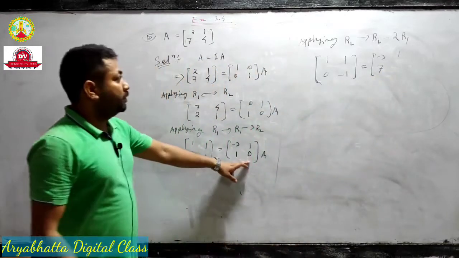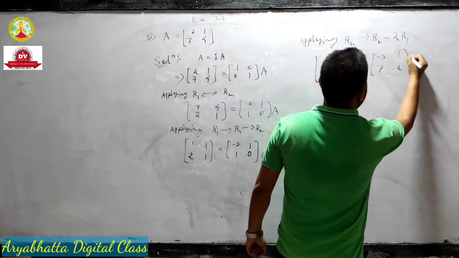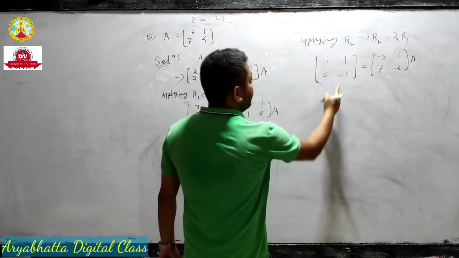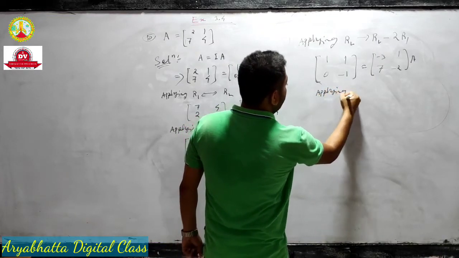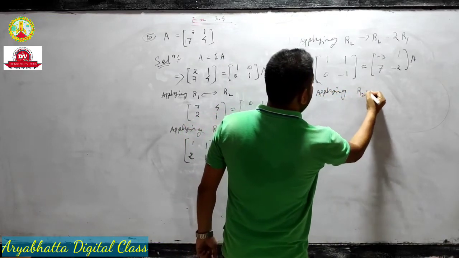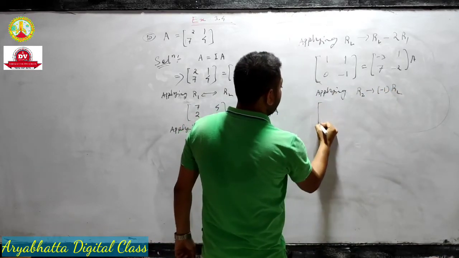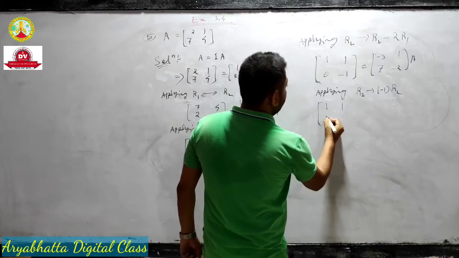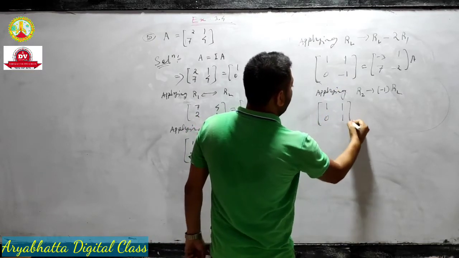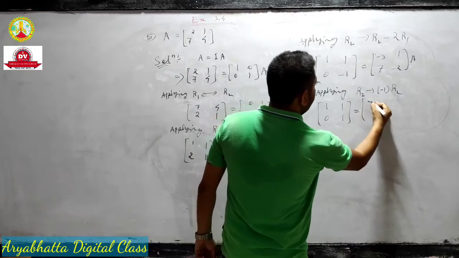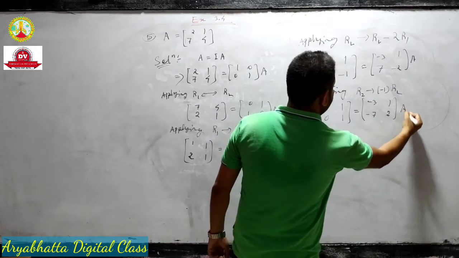Next, 0 minus 2 into 1 minus 2 into A. For these elements we are applying R2 tends to minus 1 into R2. Then we have 1 1 0. This is equal to 1 and minus 3 1 minus 7 2 into A.